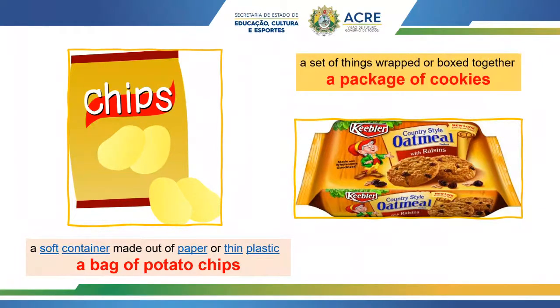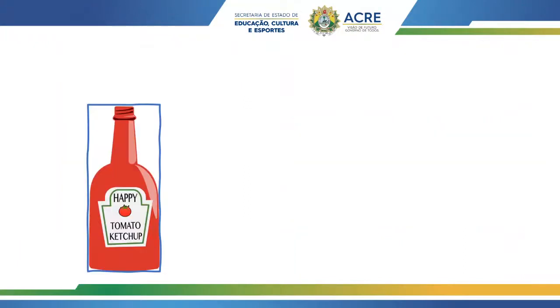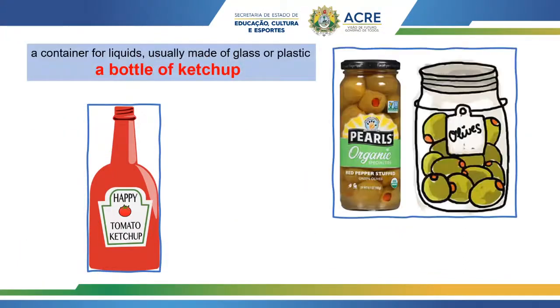A packet. What is a packet? A set of things wrapped or boxed together. A packet of cookies. A bottle. A bottle is a container for liquids, usually made of glass or plastic. A bottle of ketchup.